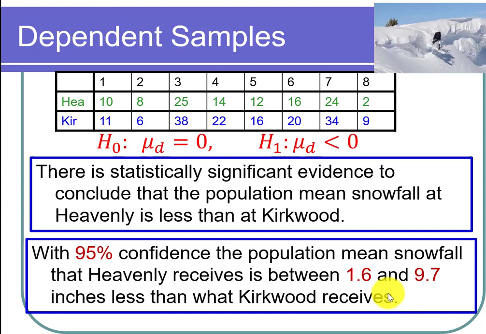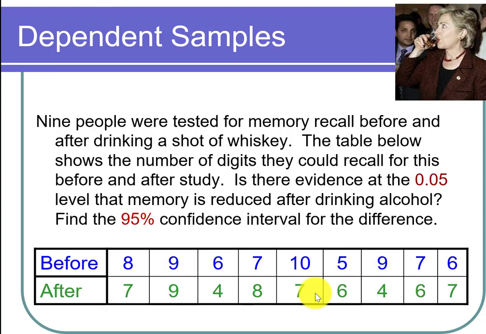Let's look at one more example. So here we have it. 9 people were tested for memory recall before and after drinking a shot of whiskey. The table below shows a number of digits they could recall for this before and after study.